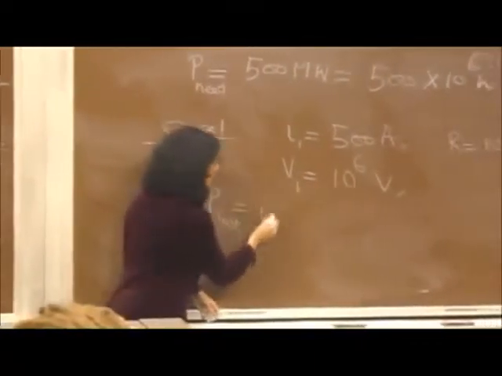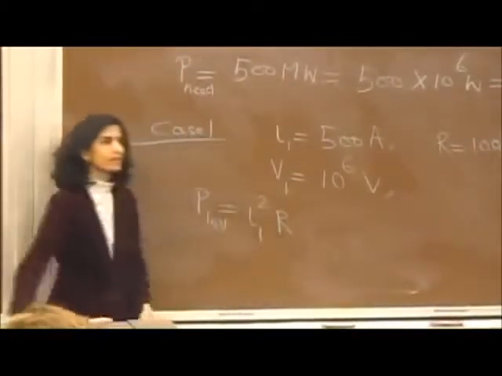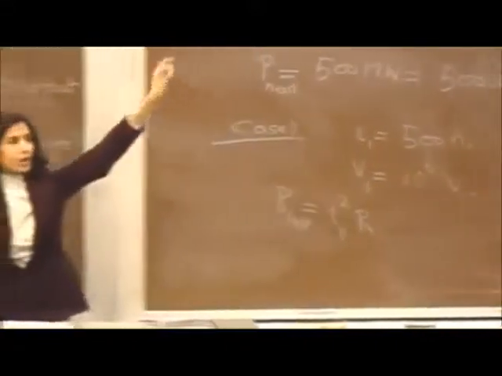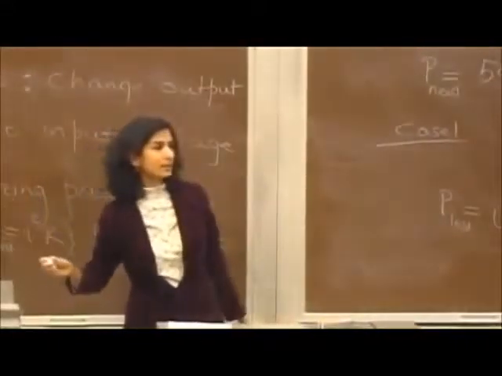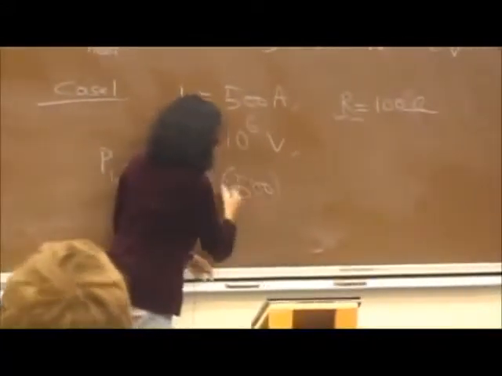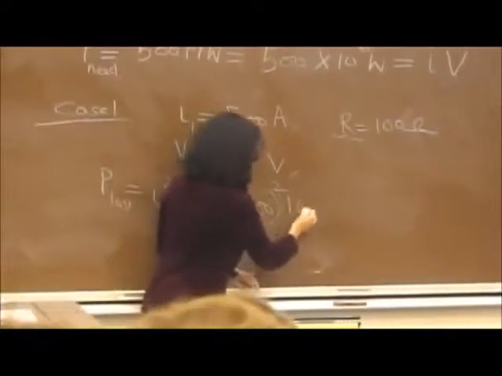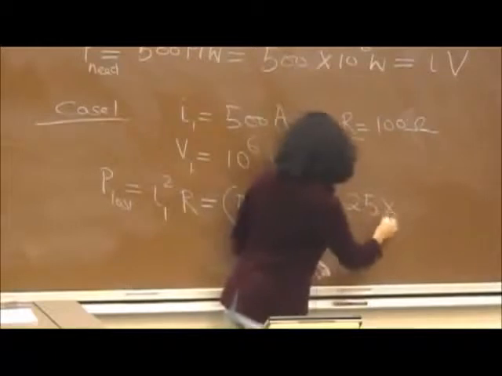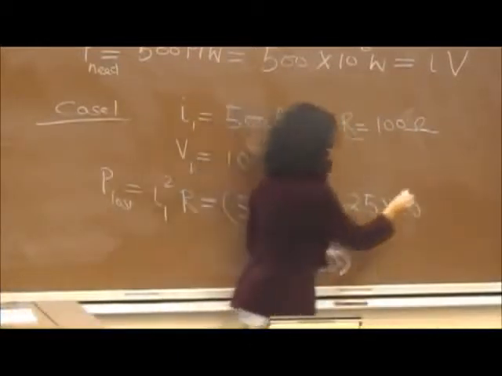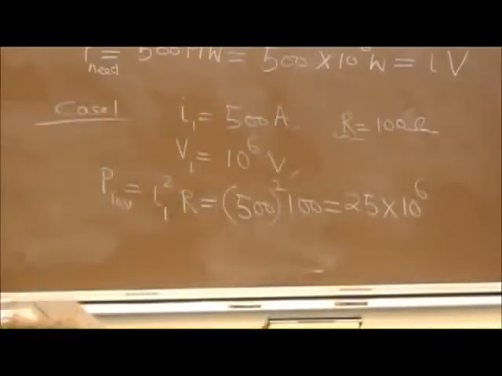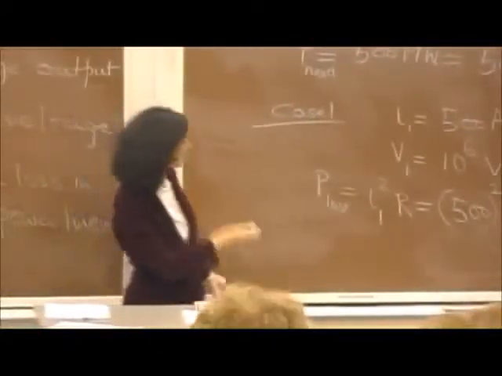So what is the power lost? Isn't this I1 squared times R? The R is the resistance of the copper wire in those power lines all the way between Chicago and Pittsburgh. That's R. All right. So I1 squared times R will be 500 amperes squared times 100 ohms, which is equal to how much? 25 times 10 to the power 6, isn't it? Is that correct? Okay, so actually we didn't lose that much, so this is not as bad.